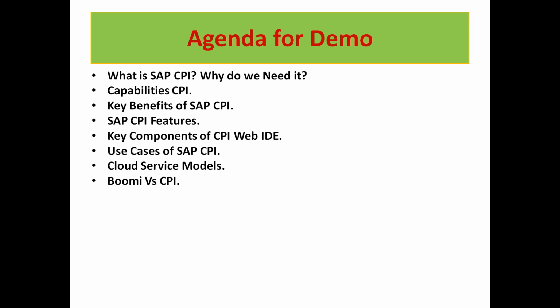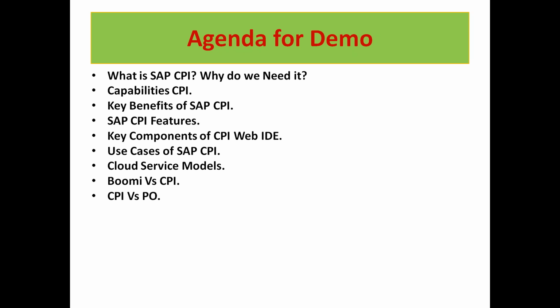Then in this session, I am also going to explain the differences between Boomi and CPI. Boomi is also an iPaaS tool. It is also a middleware tool which we can use to integrate various on-premise and cloud platform integrations. Earlier, SAP had an agreement with them. Now, from the year 2017, SAP CPI is the preferred tool for integration.